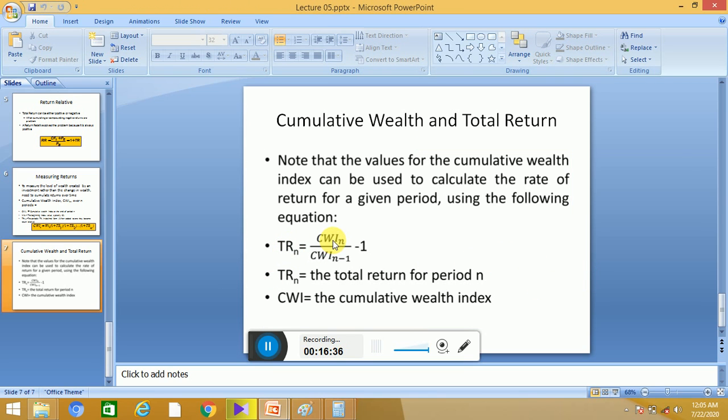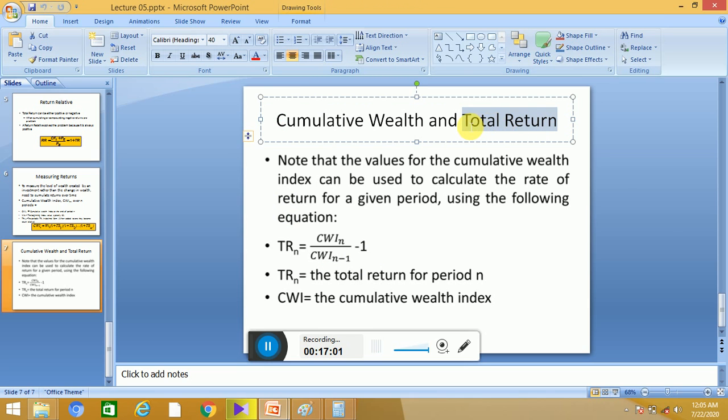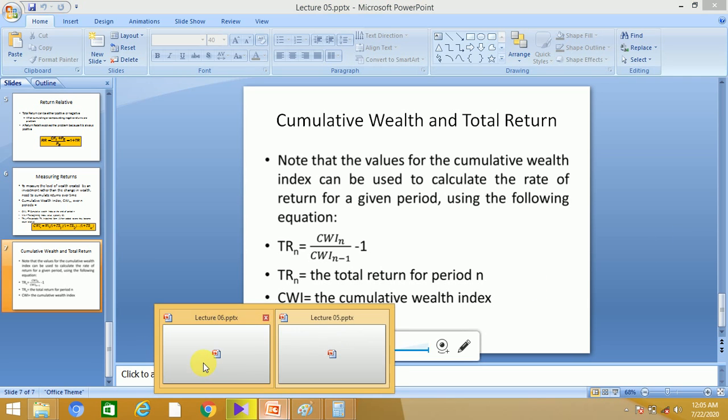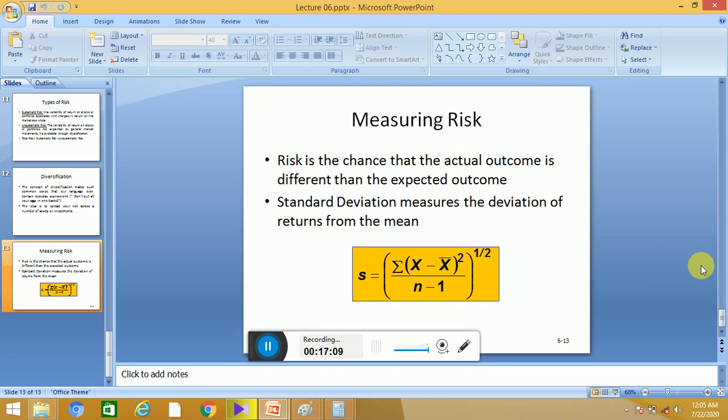So total return is cumulative wealth index n divided by cumulative wealth index n minus 1, meaning the beginning, minus 1. So total return for period n, CWI, the cumulative wealth index. So this was about calculating total return for n periods of time. This is the end of this chapter. We're going to start lecture 6.